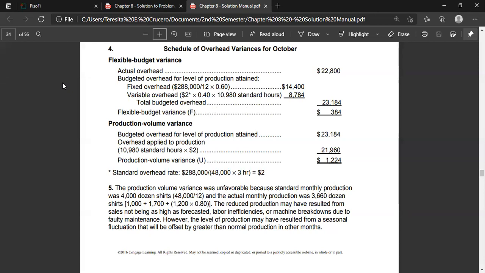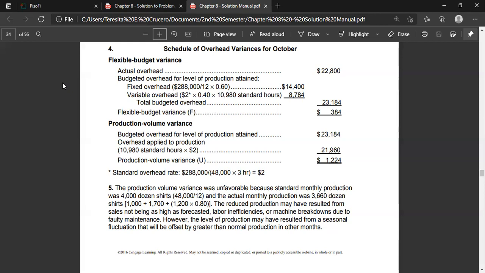And the variable overhead is $2 times 40 cents times 10,980 for the variable overhead of 8,794. And for the variable component at 2 times the amount of 8,784 total budgeted overhead. For flexible budget, we have a favorable variance equal to 384.